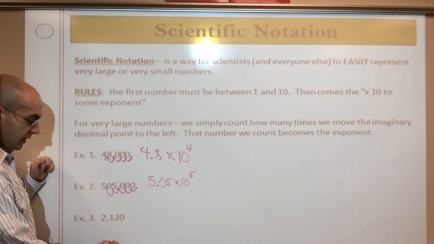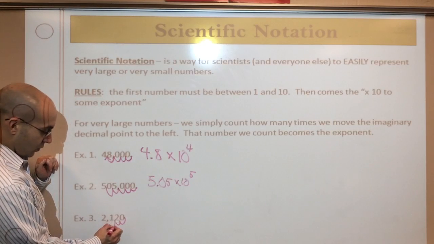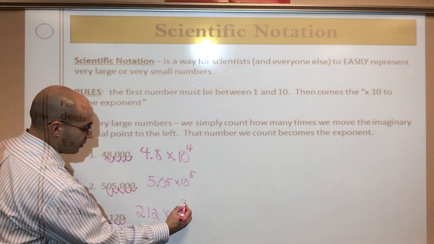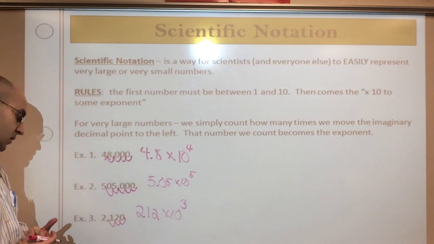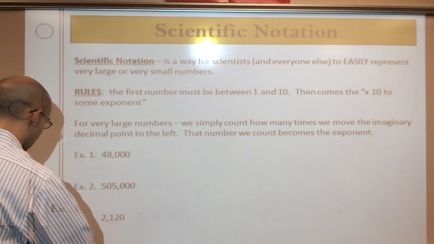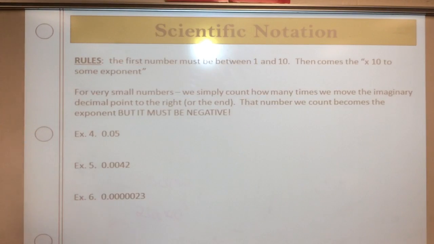This last one, hopefully you got it. 1, 2, 3. So 2.12 times 10 to the 3rd power. Not so bad. Now, those are numbers that are greater than 1. Let's see what happens when we have numbers that are already pretty small.